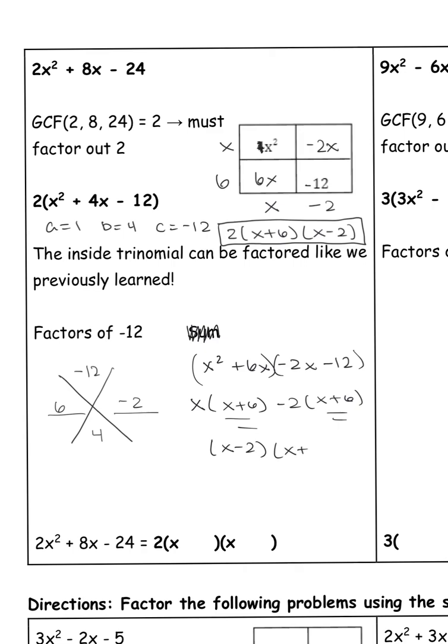And I have x plus 6, and of course, not forgetting my GCF. So my final answer is 2 times x minus 2 times x plus 6. Or you can flip the 6 and the negative 2 around. You could put 2 times x plus 6 times x minus 2.